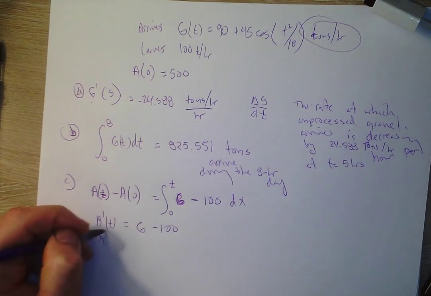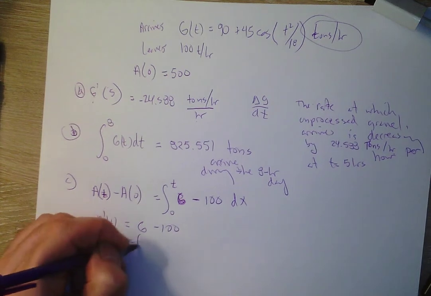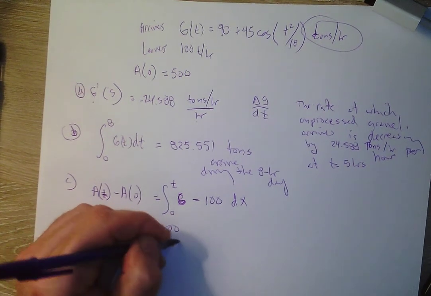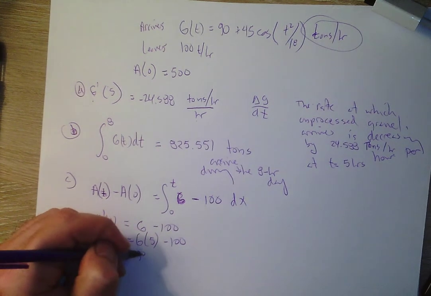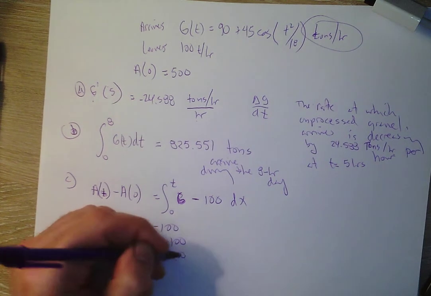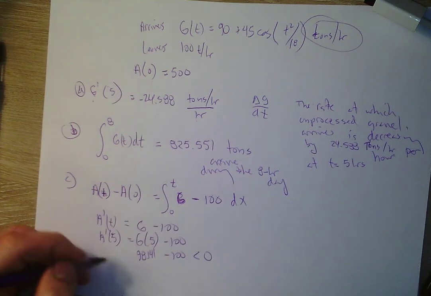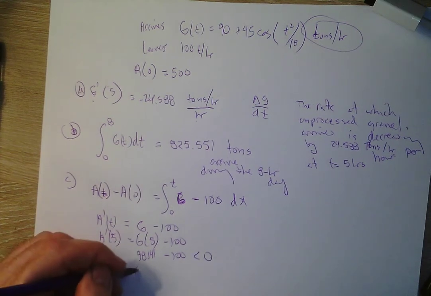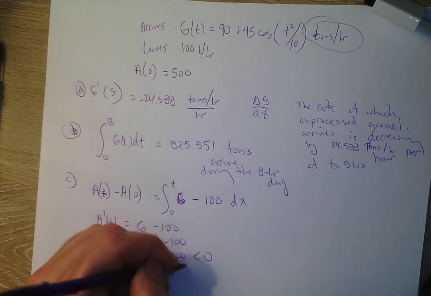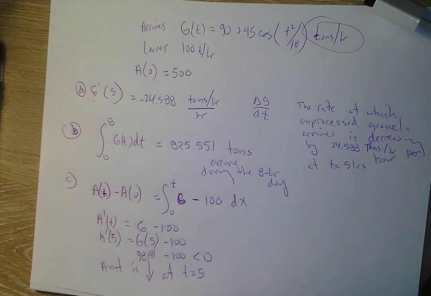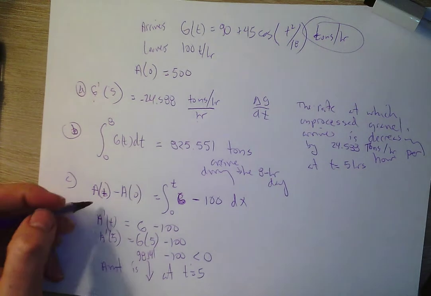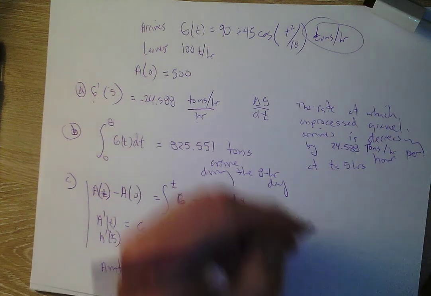So A prime of 5 equals g of 5 minus 100. And when I did that, I got 98.4141 minus 100. That's less than 0. So the amount is decreasing at time equal to 5. And they ask for work that leads to my answer. And this is fabulous work that leads to my answer.